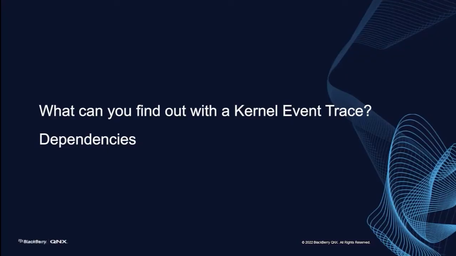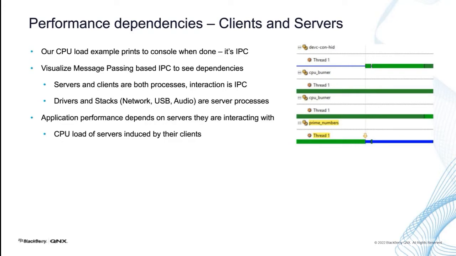Okay, next topic, dependencies, the interaction between components. When we are done with searching prime numbers, if we look at the timelines here, we can see that after it is finished, some other process suddenly gets executed. devc-con-hid, it is a text console. That is because our example prints out its result to the text console when it's done.